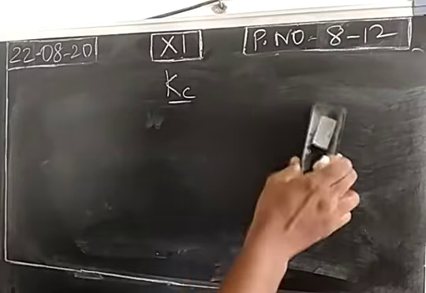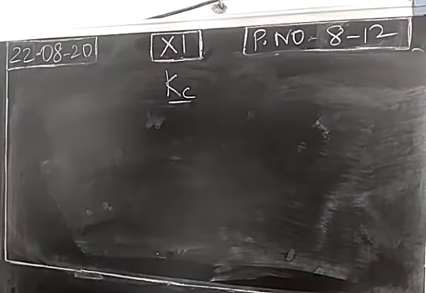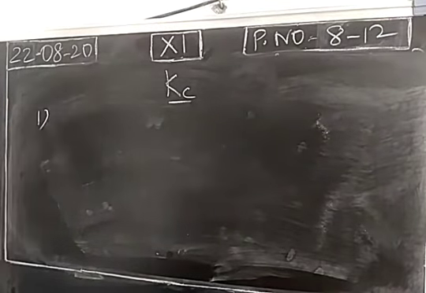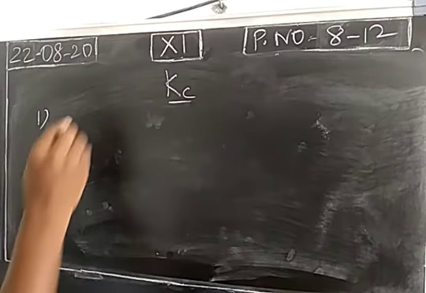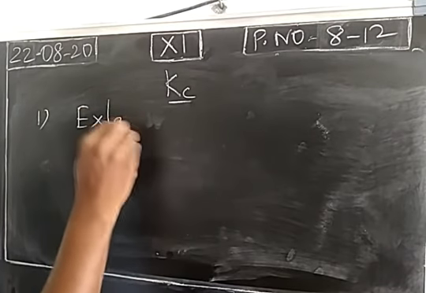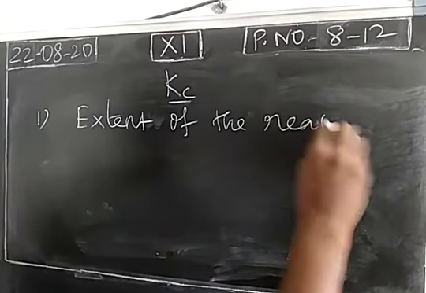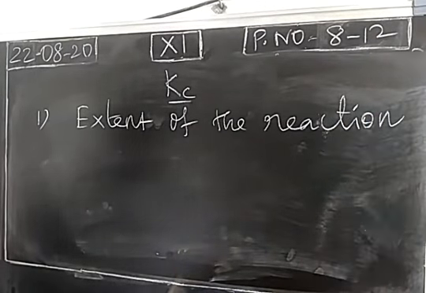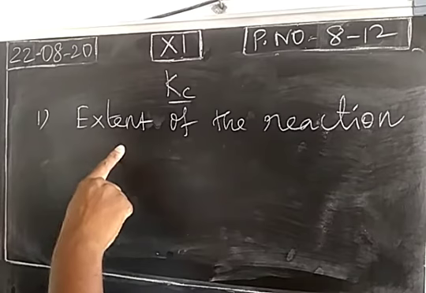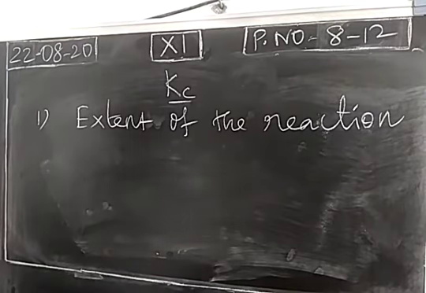So what are the applications of equilibrium constant? First application: it is used to predict the extent of the reaction. Already in the introduction part we discussed that the rate of reaction is predicted by chemical kinetics. Feasibility of the reaction is predicted by thermodynamics. Extent of the reaction is predicted by chemical equilibrium. So the equilibrium constant is useful to find the extent of the reaction.